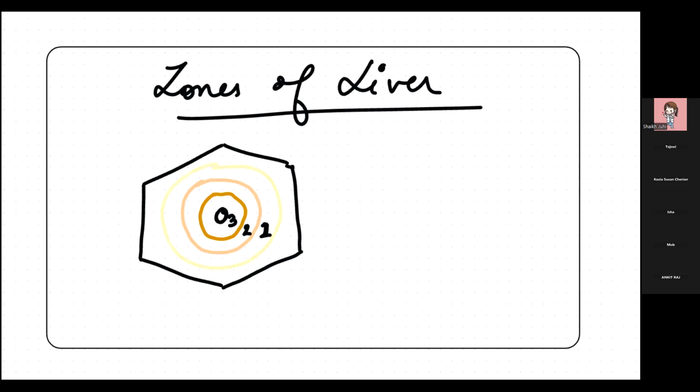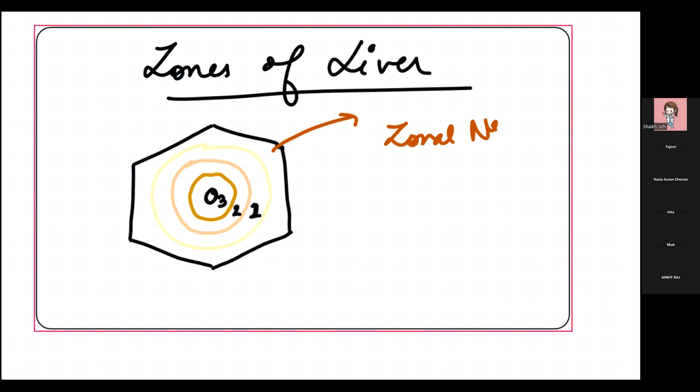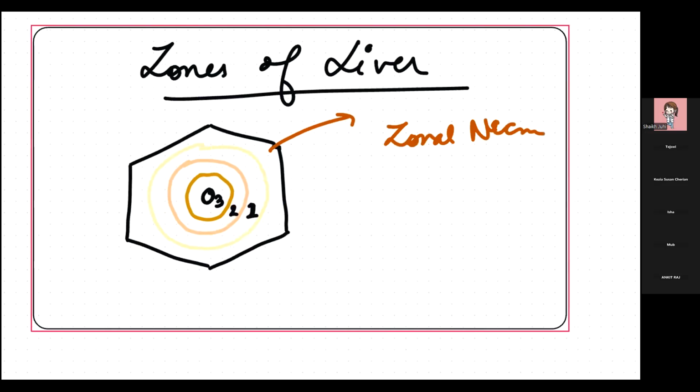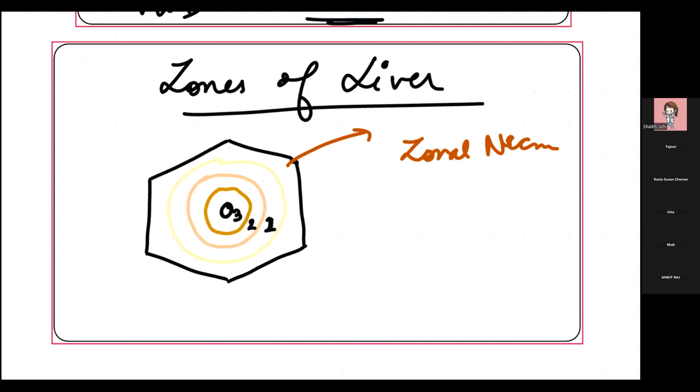Whenever there is necrosis in the liver, it is classified as zonal necrosis. Now, what does that mean? It means that the necrosis, the death of the cell, occurs according to different zones. Now what are these and how is it? Let's see that in the next slide.